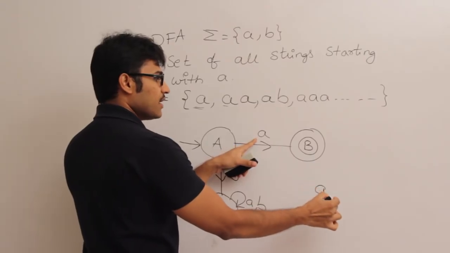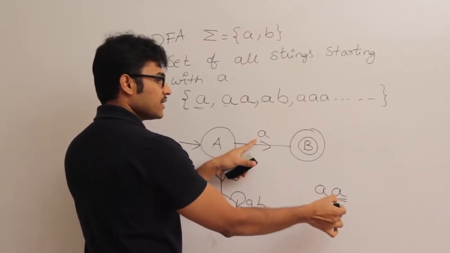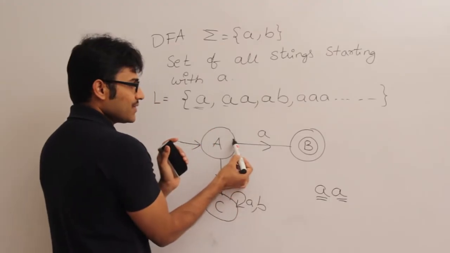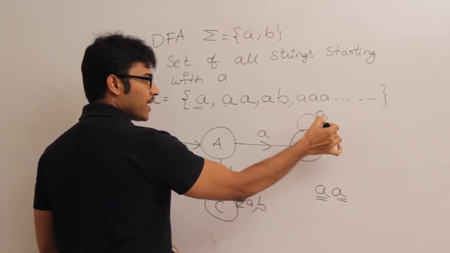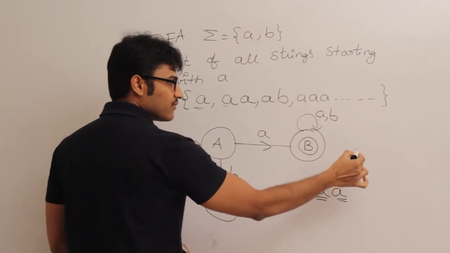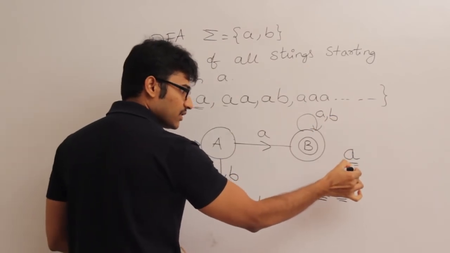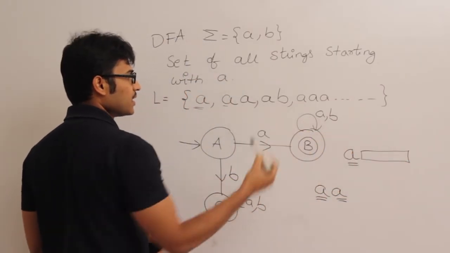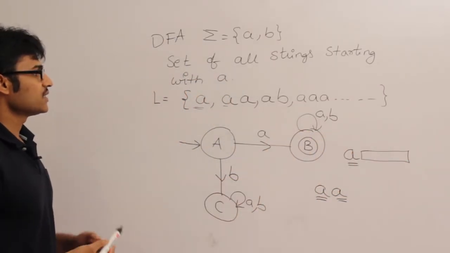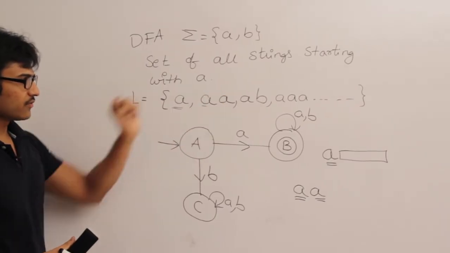After seeing a, if I get a, still the string is going to start with a. So once I see a in the beginning, whatever I get after it, I have to accept everything. Once I see any string which is starting with a, I don't care what I get after it, I'll keep on accepting it. Therefore, this is the DFA which accepts the set of all strings starting with a.